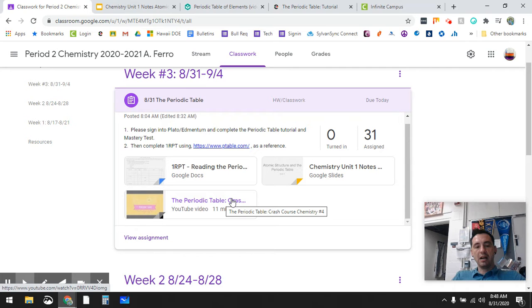It talks about how the periodic table was created and the father of the periodic table, Dmitri Mendeleev. It talks about his story and how he came up with the first really usable periodic table of elements. Okay.